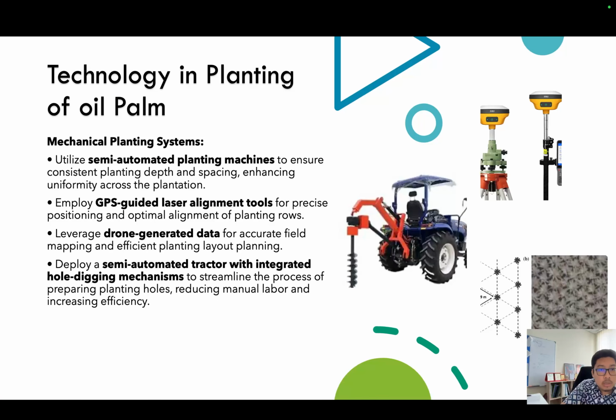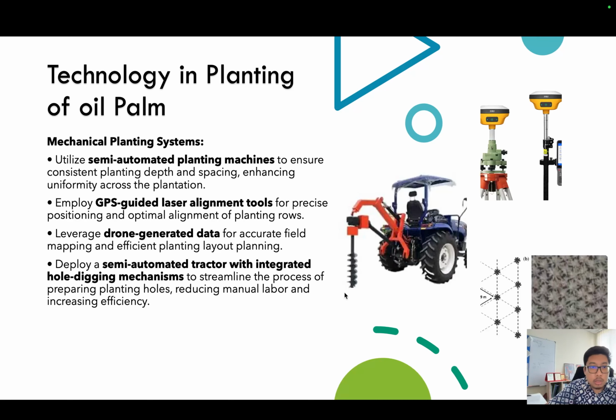Okay, so the other technology in planting of oil palm is by using semi-automated planting machine. Okay, so this is for plantation lah. GPS guided laser tools for getting the row straight. Drone generated area, like I mentioned previously, you can know which area are suitable for planting. Semi-automated tractor with integrated hole digging mechanisms, like in the picture. So they can dig the hole using this machine lah, sort of like auger.